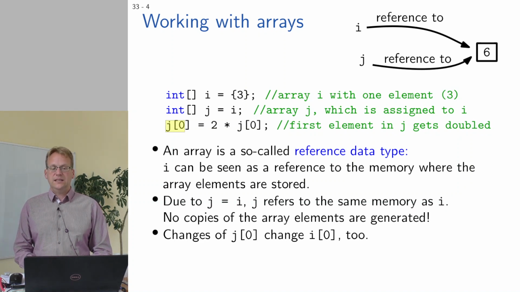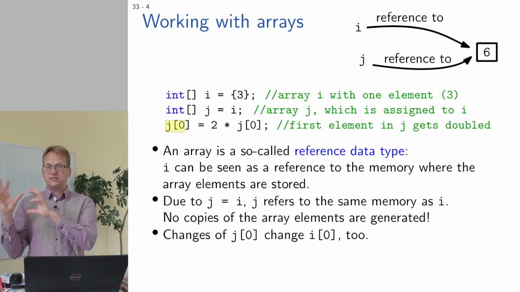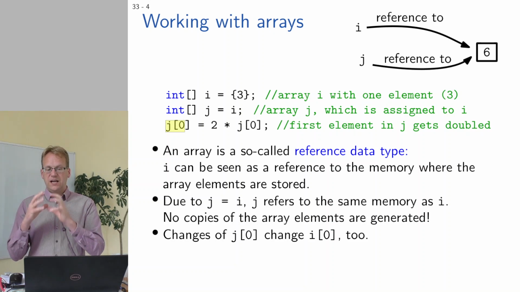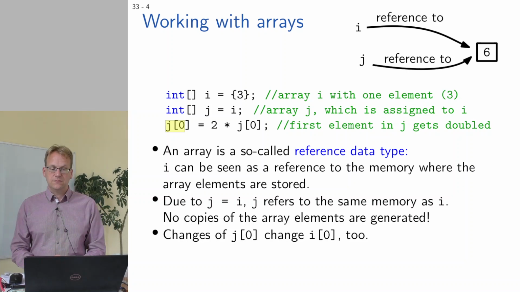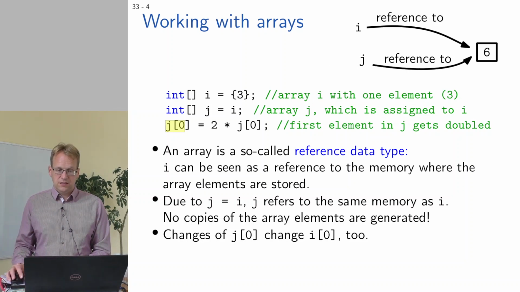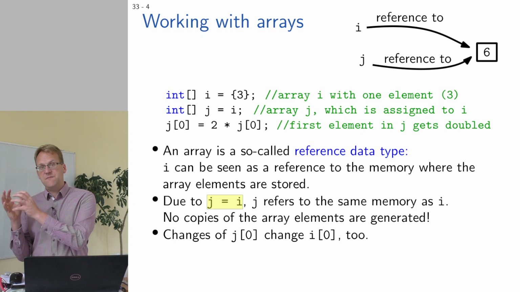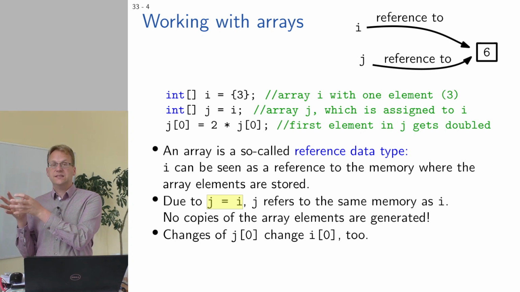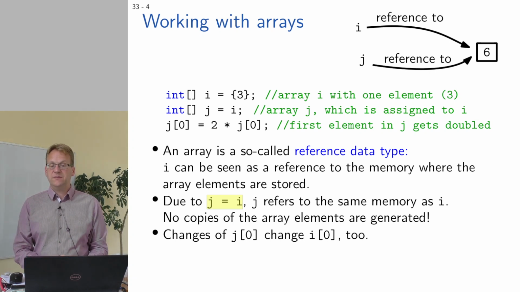So to summarize, an array is a so-called reference data type. This variable i can be seen as a reference to this container, which is somewhere in the memory of the computer. So i is a reference to the memory where the array elements are stored. And with the assignment j equal to i, after that assignment, j will refer to the same place in the memory. It just will refer to the same array.